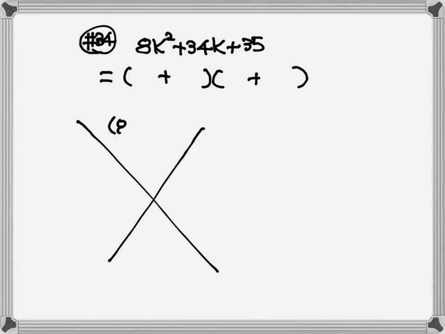We're going to take my first number, multiply my last number. So that gave me 280. Okay, after that, I'm going to bring down my middle number down here. So I'm looking for plus 34. Now, let's put 280 on the side.